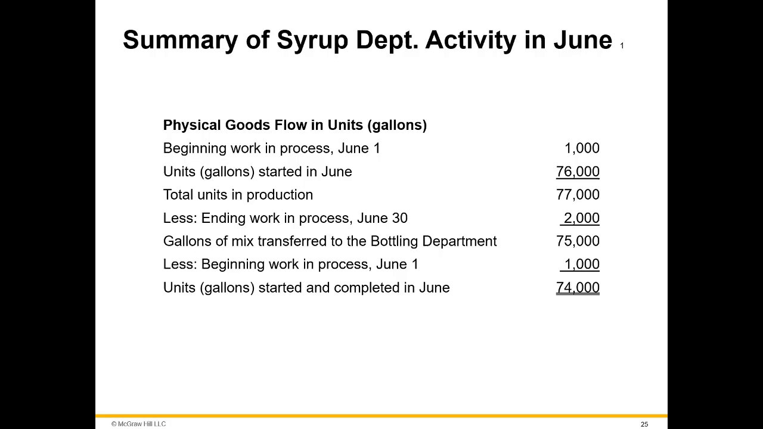All right, how many units or gallons? Beginning work in process totals 1,000. We started 76,000, so 77,000 went through the process. We have 2,000 left, and so we transferred 75,000, and 75,000 less the 1,000 suggests that 74,000 were started and completed in June.